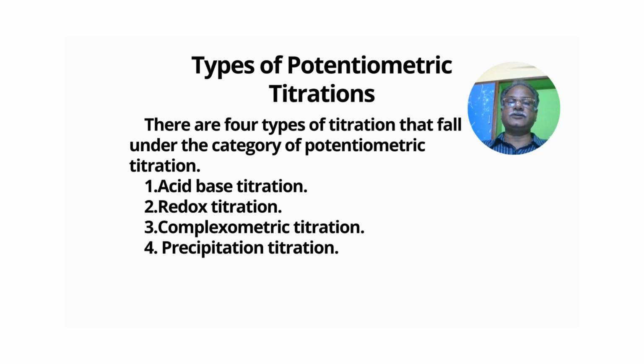Types of potentiometric titrations. There are four types of titrations that fall under the category of potentiometric titrations. Number one, acid base titrations. Number two, redox titrations. Number three, complexometric titrations. Number four, precipitation titrations.